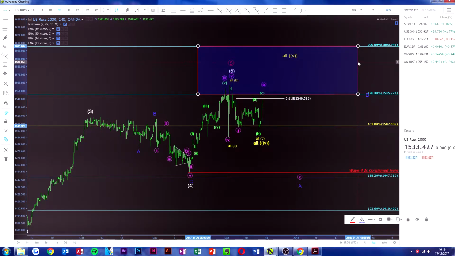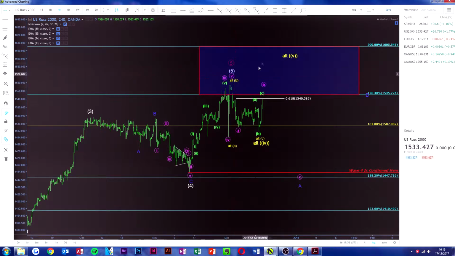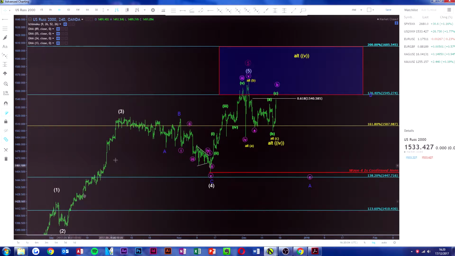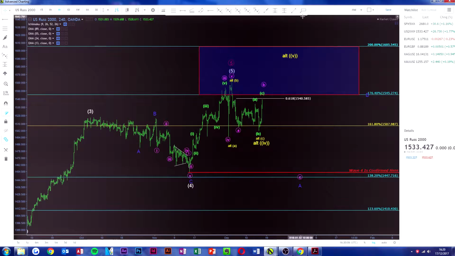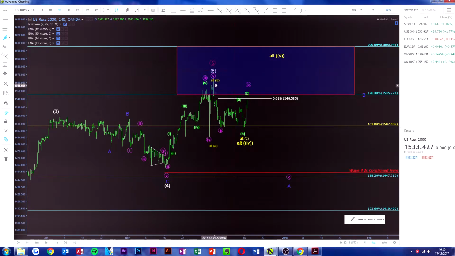This box should be here, sorry. It came up into the target area, which was between the 200% and the 176.4% of the previous waves down here. So it does look like it's reversing from here. If we see this decline for wave C, this of course could also be a 1 and a 2, which would set up a 3.